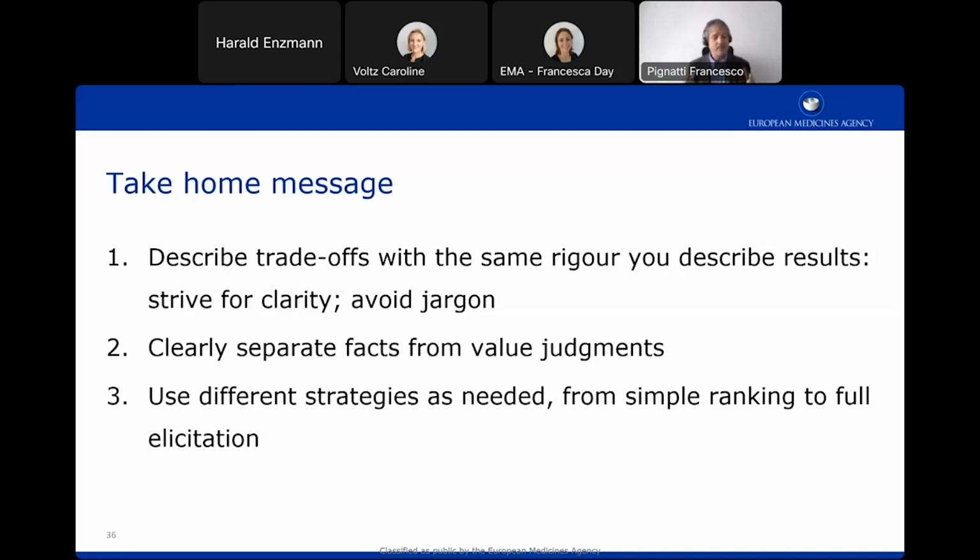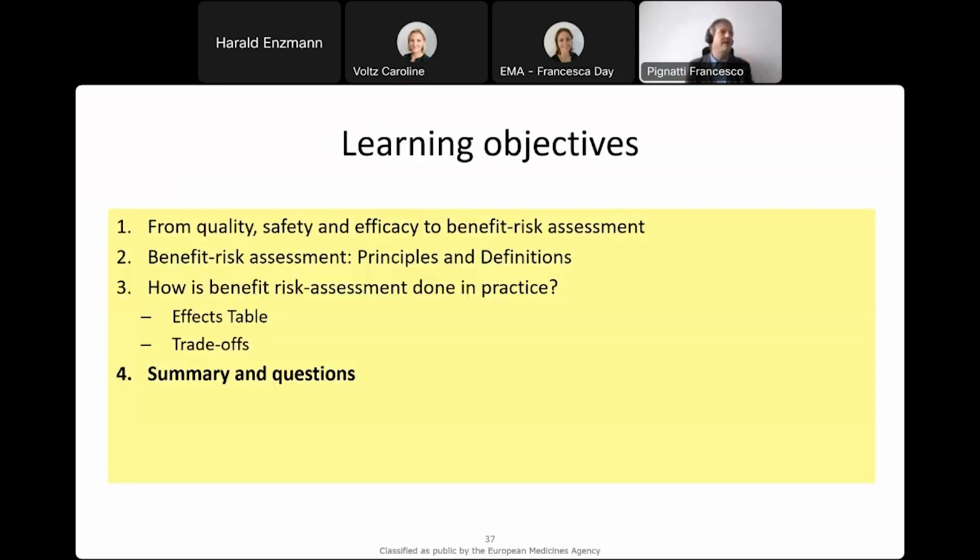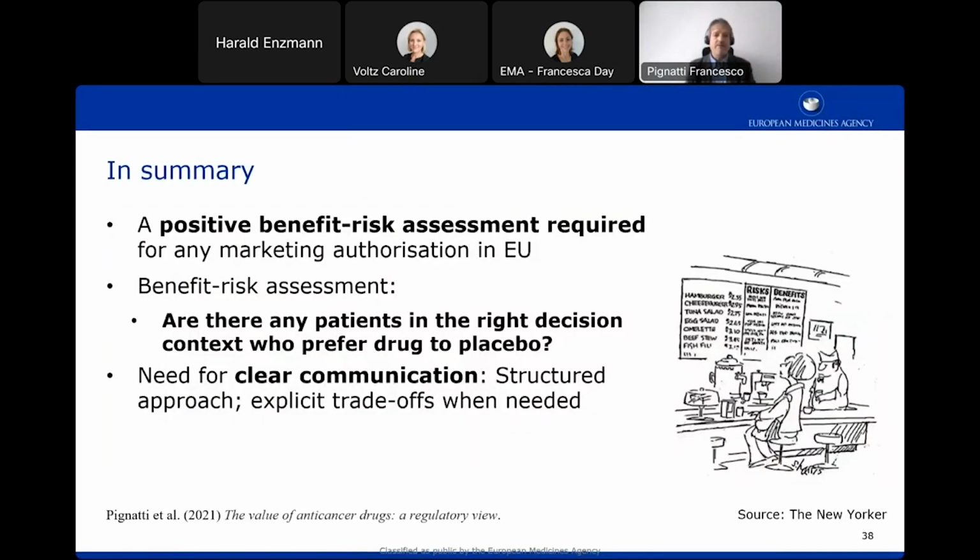And then, because this can become awfully complex, if one wants to fully quantitatively describe the problem, then one needs to be proportionate in the approach. There are self-evident cases that require little effort. There are complex cases that require a fully quantitative approach. All right, and with this, I conclude before opening for questions.